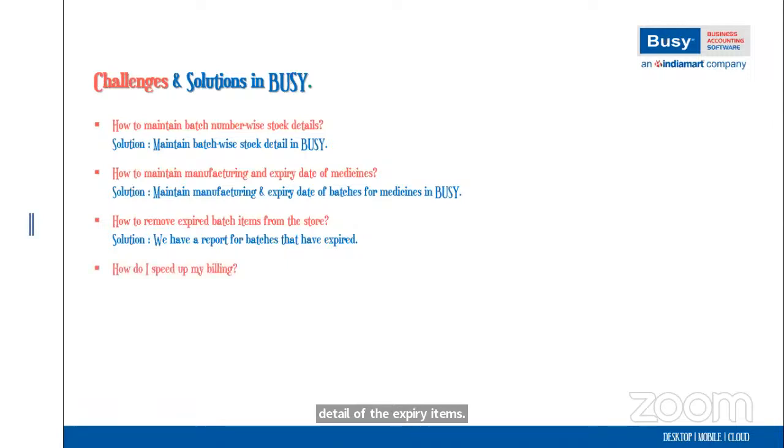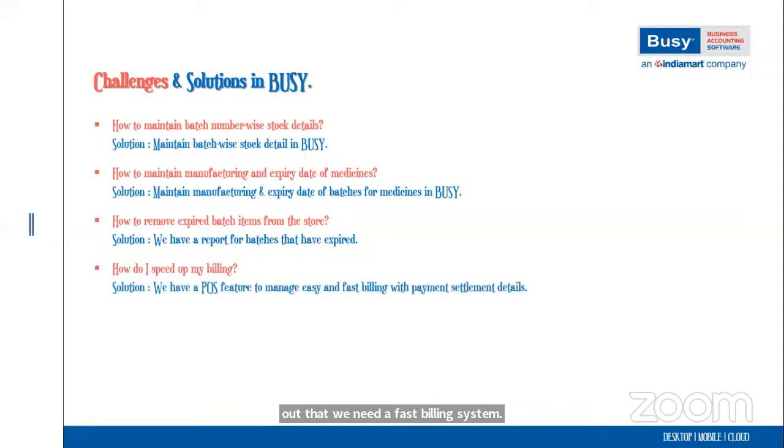How do I speed up my billing? Mostly in pharmaceutical stores or retail stores, we find that we need a fast billing system. So Busy helps in those cases. We are giving a POS system at the transaction level, in the sale invoicing level, so that you can easily do fast billing. Along with different payment settlement, you can collect the payment through cash, card, UPI. So you can get different settlement modes while doing a transaction.